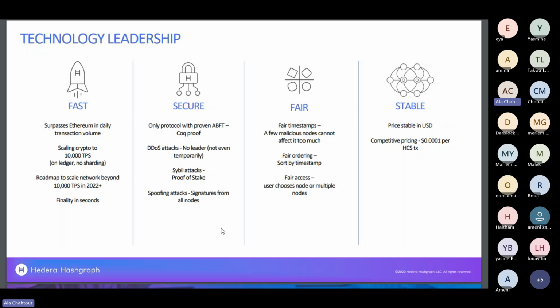Now let's move to the next slide, which covers the features or characteristics of the Hedera network. As I said, the Hedera network is fast. It provides us with 10,000 transactions per second, which is a huge number compared with other networks, and we are going to see a benchmark after that.